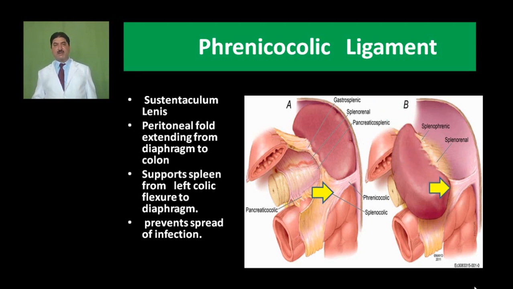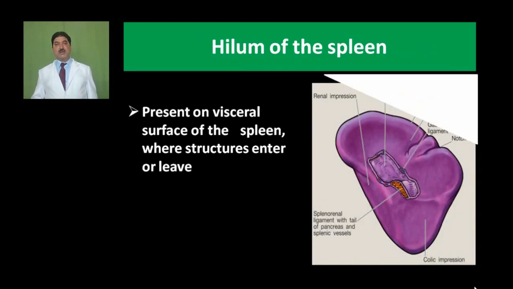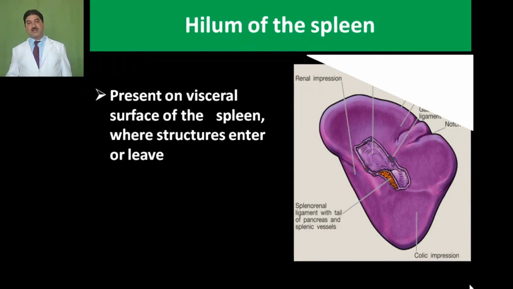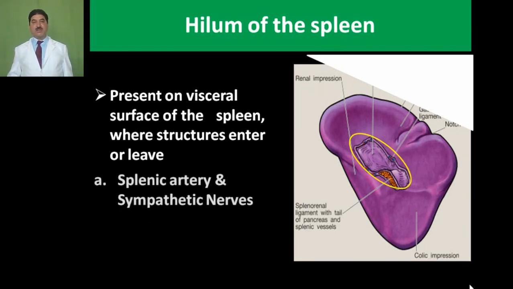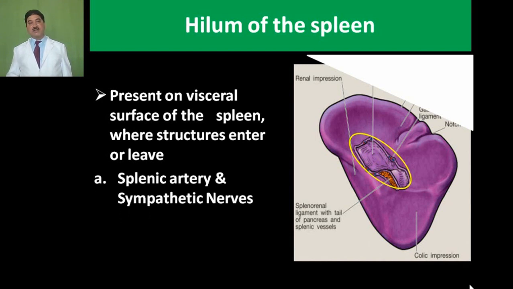What is hilum of the spleen? Hilum of the spleen is present on the visceral surface of the spleen, where structures either enter or leave spleen. Now, what are the structures which enter? Structures which enter are splenic artery, and along with it we have sympathetic nerves. Structures leaving are splenic vein and lymphatics.